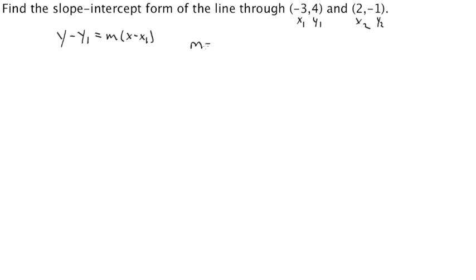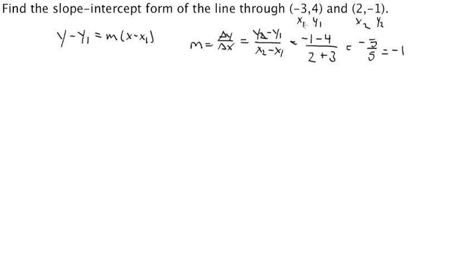Remember, our slope, that's our change in y over our change in x. So y2 minus y1 over x2 minus x1. Again, if you call this your second point and this your first point, it's not going to affect your answer, so don't worry about that. So we have -1 minus 4 over 2 minus -3, so plus 3. So that's going to give us -5 over 5, so -1. So our slope for this line is -1.